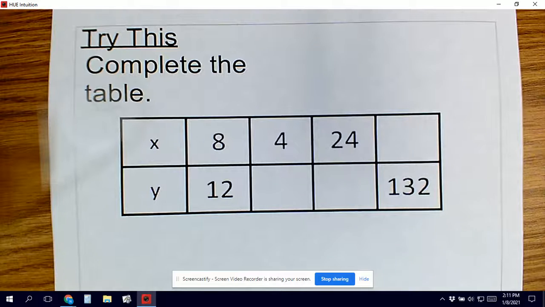All right, final table is all yours to complete on your own. Copy it down, please. Use common factors or multiples to find the equivalent ratios in this table. Pause the video while you work, and when you're done, hit play to check to see how you did. All right, let's check your work.